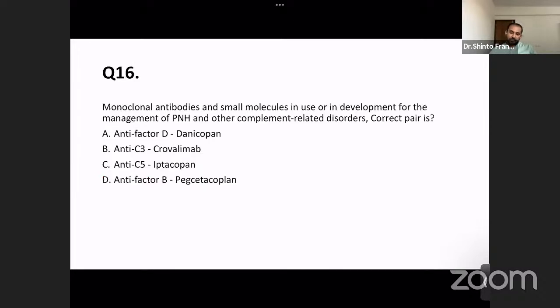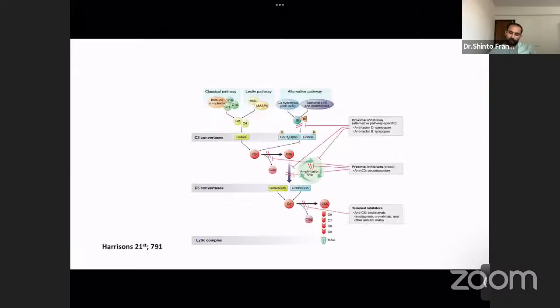Question number 16: monoclonal antibodies and small molecules in use in the development of management of PNH and complement. This is basically a matching question, with various combinations of targets and drugs given. So you have to be thorough with the drugs. Again, there is a figure in Harrison. Basically there are the classical, alternative, and lectin pathways.